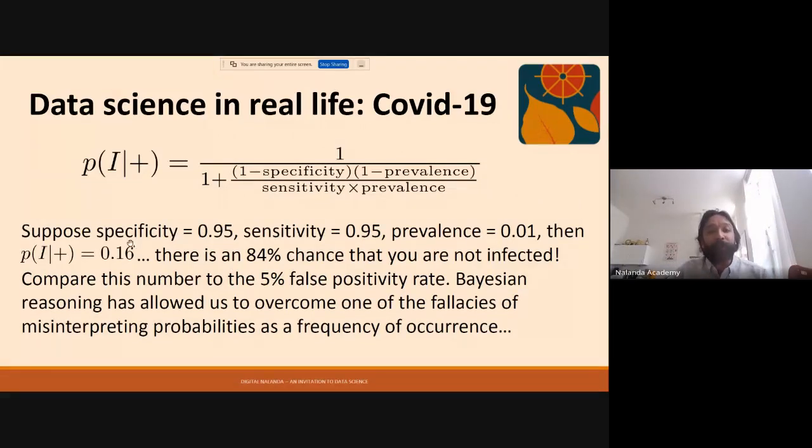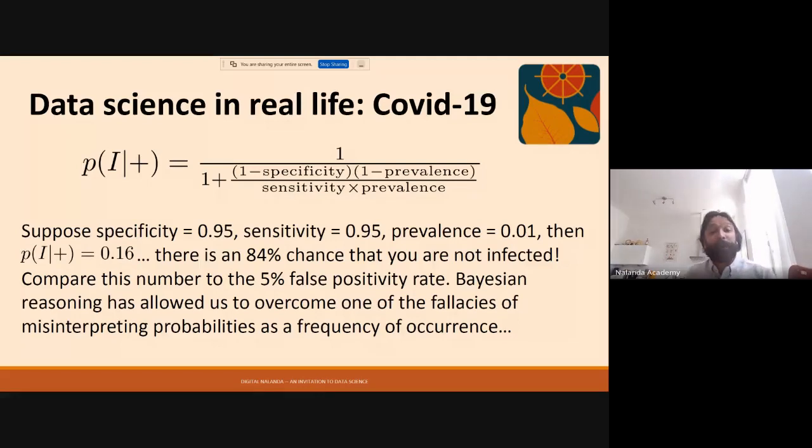Again, we chose the best case scenario for the sensitivity, which is 0.95. In general, this number is somewhere between 0.7 and 0.95. And we have the prevalence, let's say, in society of 0.01. So one out of 100 people is infected. If you put these 3 numbers into this formula, then the probability that you're indeed infected, given the positive test result, is only 16%.